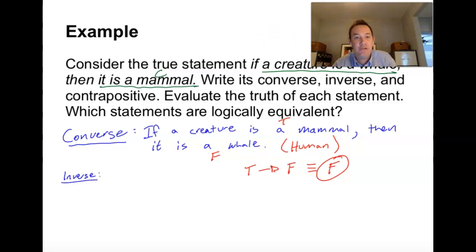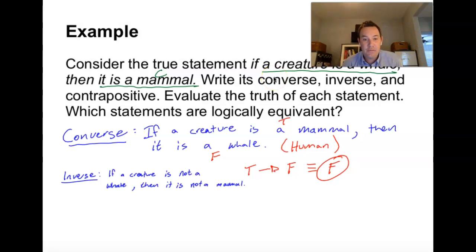All right, so now let's start with the inverse. For this one, I just need to negate. I need to keep the original hypothesis and conclusion in the same order, but negate each one. So for this one, I said, if a creature is not a whale, then it is not a mammal. So I just negated both. All right, so let's evaluate this. Let's come up with a counterexample. Once again, human. So let's see how that works with our propositions. Creature is not a whale. That's true. A human is not a whale. Then it is not a mammal. That's false because a human is a mammal. So here we have true implies false, and that's the only way that a conditional statement can be false. So my outcome is false.